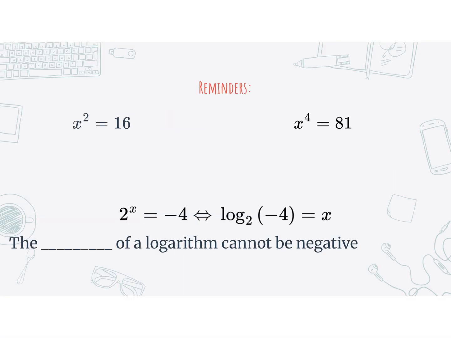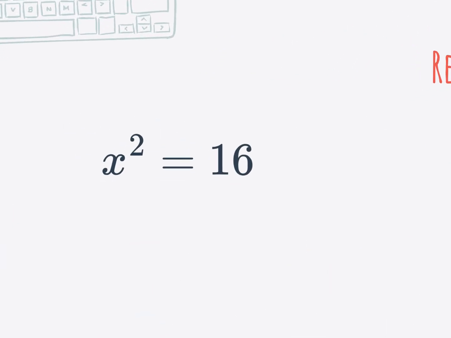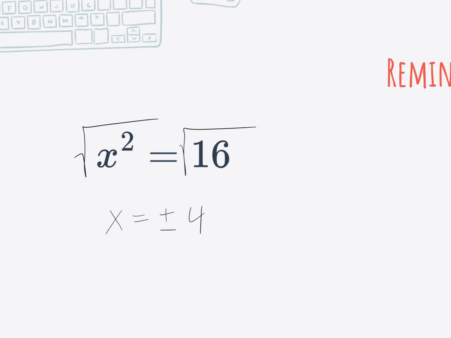Next, I want to remind you of an important detail about undoing a square. If you have x squared equals 16 and you undo that with its inverse operation, which is the square root, the result is both the positive and the negative version of the square root of 16, which is 4.